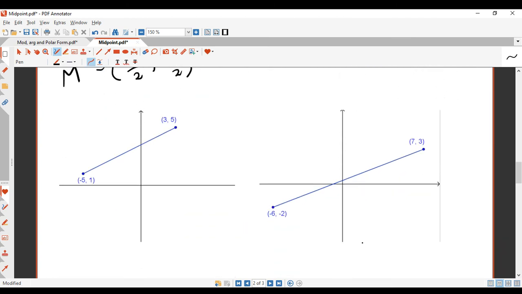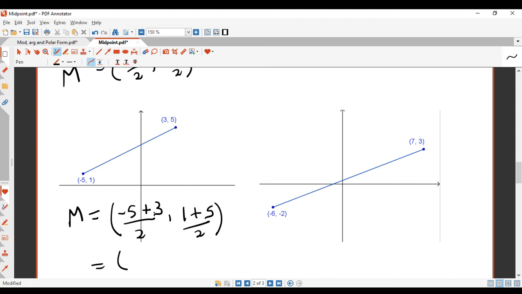All right, moving right along. Or maybe you want to pause the video now. You're pretty confident, you want to have a go. Okay, so midpoint, I'm just going to take the x values, -5, add the other x value, which is 3, divided by 2. I'm going to take 1 for the y value, add the other y value, divide by 2. And -5 plus 3 is -2, divided by 2 is -1. 1 plus 5 is 6, divided by 2 is 3. So the midpoint is -1, 3.